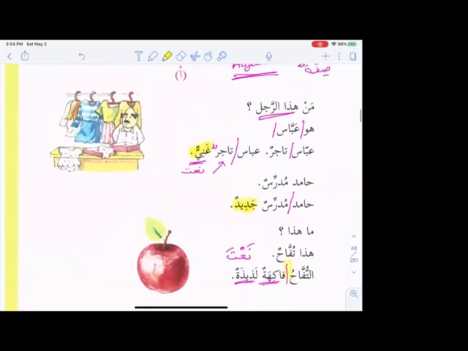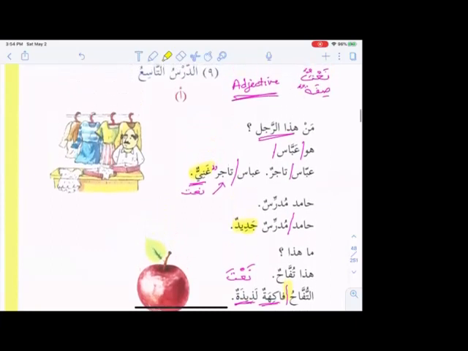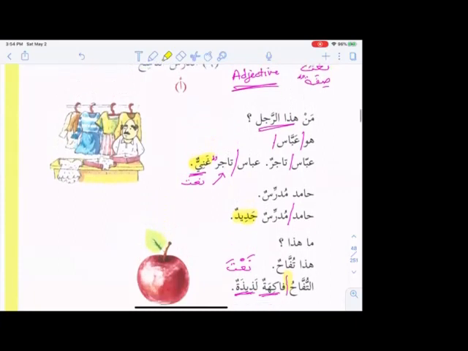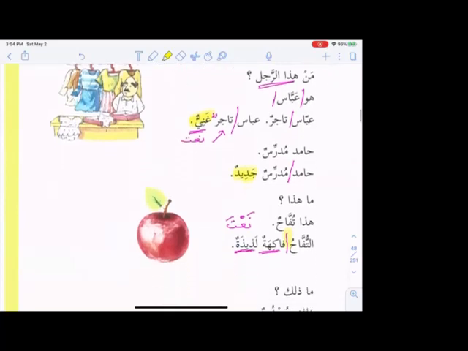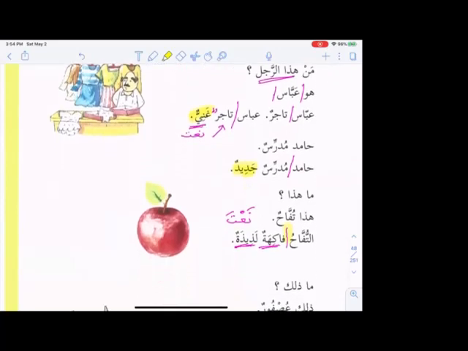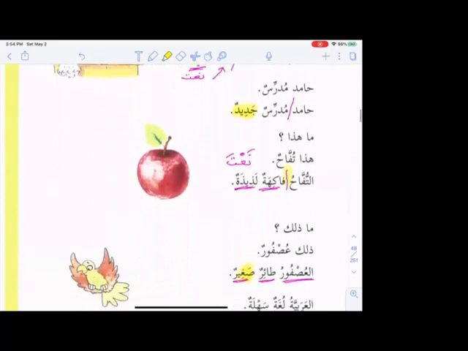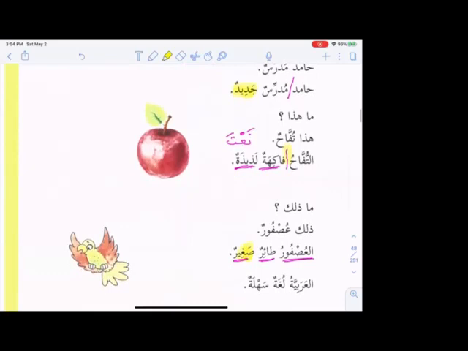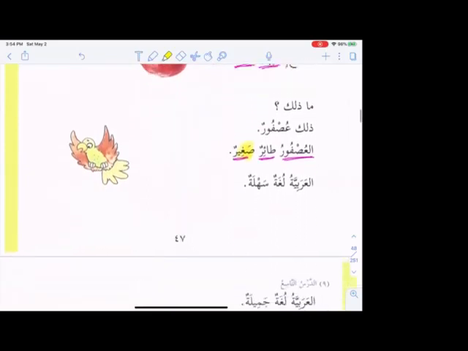Same here. Abbasun mubtada. Tajirun khabar. Ganiyun naat. Hamidun mubtada. Mudarisun khabar. And then jadidun naat. At-tuffahu mubtada. Fakiyatun khabar. Lazizatun naat. Zalika usfurun mubtada, khabar. Al-ispuru mubtada, tairun khabar, sagirun naat.